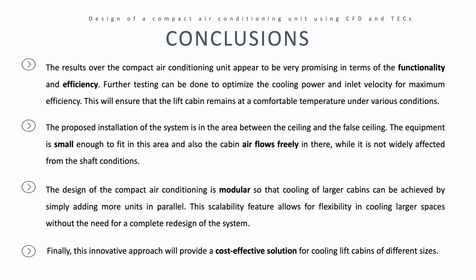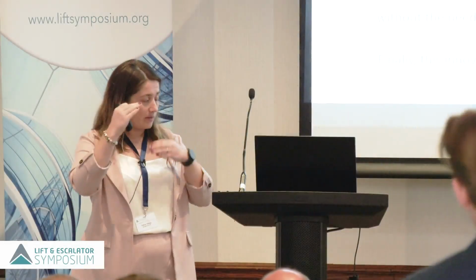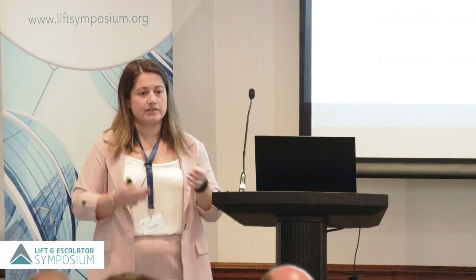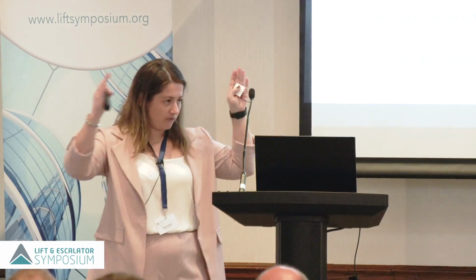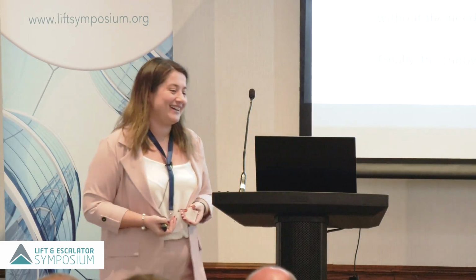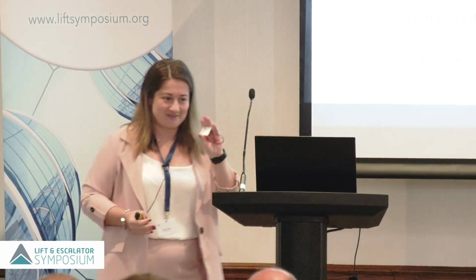To sum up, the unit looks functional, it's efficient, it's really small, so we may actually install it between the ceiling and the false ceiling. The air may flow freely, and it's modular. If you have a larger cabin, you may add more of these, or even add another unit on another corner of the ceiling, and it's kind of cost efficient. And I'm saying kind of, of course, it doesn't cost as much as a normal air conditioner, but the technology keeps going on, so we don't know the actual price of that right now.